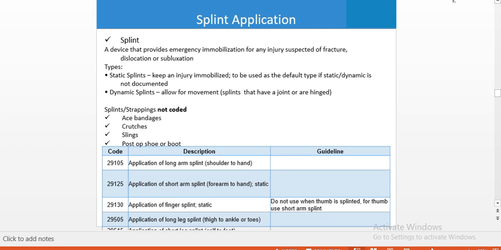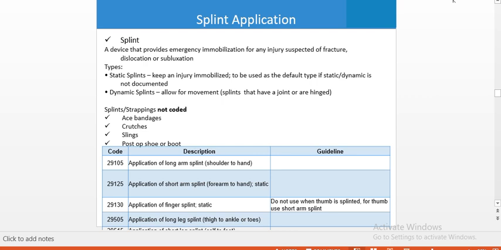So it might be fracture, dislocation or subluxation. Fracture, we know, means breaking of the bone. Dislocation means movement of bones from one location to another location completely. Subluxation means only a partial bone will be dislocated, not the complete bone. So dislocation is severe, subluxation is minimal. Usually we have two types of splints: static splints and dynamic splints.